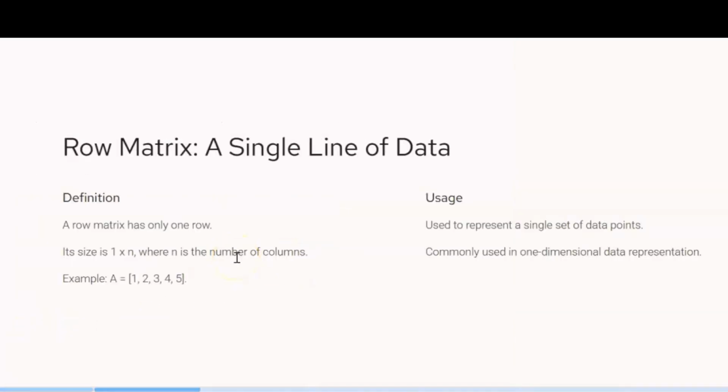Next is the row matrix. So what is a row matrix? We will be having only a single row, and the order of that particular matrix will be 1 by n. That means you will have only one row available. You can see the example here. This is one row, and any number of columns are possible for that. So this kind of matrix is known as a row matrix. Its usage is given here. You can just check it out.